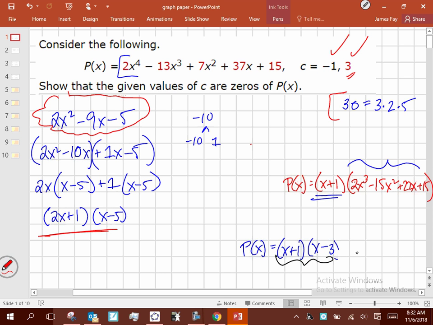So 2x plus 1 and x minus 5. If I were to multiply that out, it will get me back to the original p of x. Now, the question of this was, what are the other 2 zeros? So we see the other 2 zeros are 5 and -1/2, when I take those red factors and set them equal to 0. Okay? So that is the process, guys.